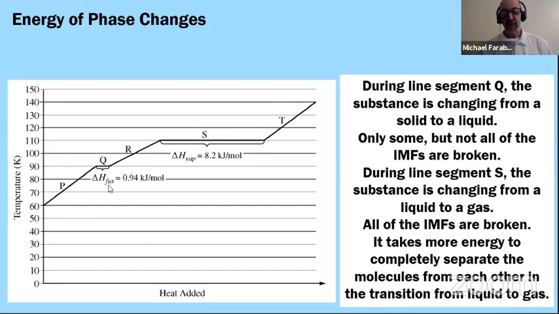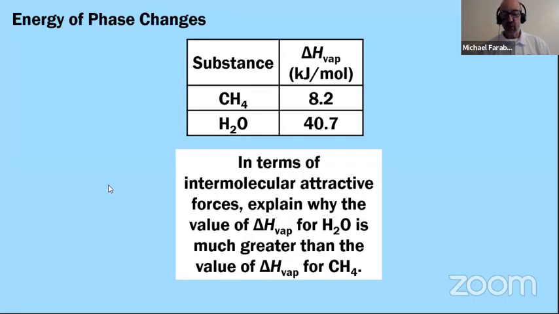Another question I can ask you that relates to water and methane is the following. We have the delta H of vaporization, the enthalpy change for the vaporization, that's liquid to gas. For methane, it's 8.2, and for water, it's 40.7. In terms of intermolecular attractive forces, explain why the value of the enthalpy of vaporization for water is much greater than the value of the enthalpy of vaporization for methane. You should talk about the specific intermolecular forces in your answer and compare the relative strengths.